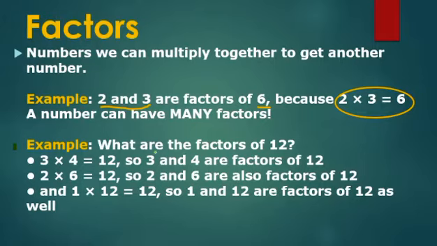For example, what are the factors of 12? Let's check. 3 and 4. If you multiply 3 times 4, you will get 12. So 3 and 4 are factors of 12. Another pair, 2 times 6, gives you 12. So 2 and 6 are also factors of 12. And 1 times 12 equals 12. So 1 and 12 are factors of 12 as well.